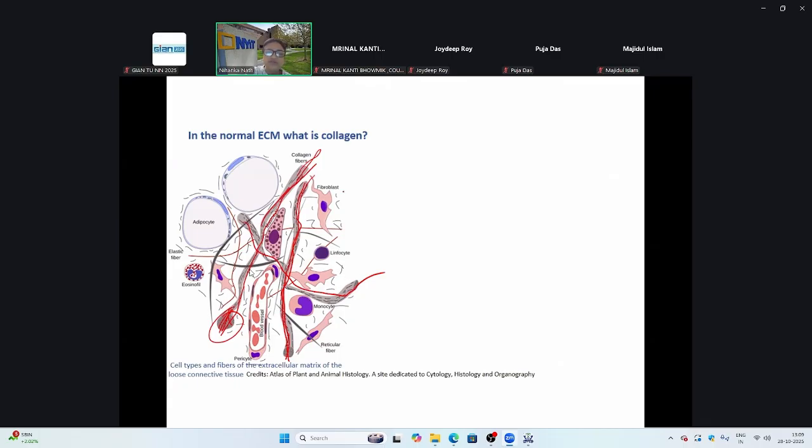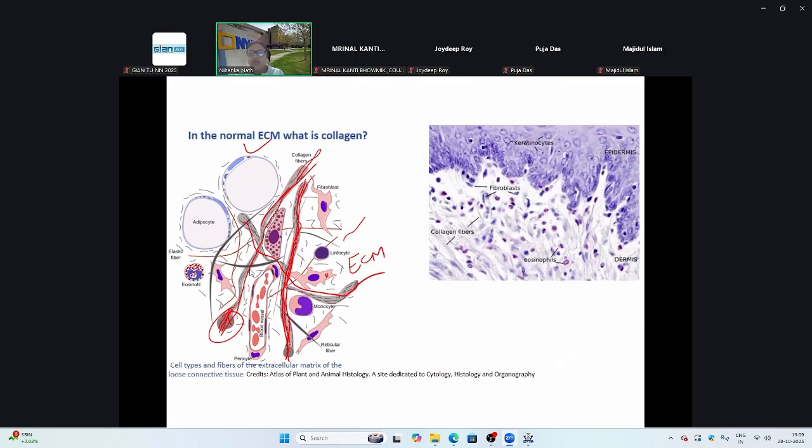Sorry, this is a normal situation. This is the ECM, all the ECM, and these are the cells. The cells are in the ECM, and where is collagen? Collagen is in the ECM. Okay. Now look. In these normal cells, I think this is normal. Yeah. You see all these collagen fibers. Anything that's light blue, that's it. And these are the fibroblasts. That's the fibroblasts. All right. These are the fibroblasts.